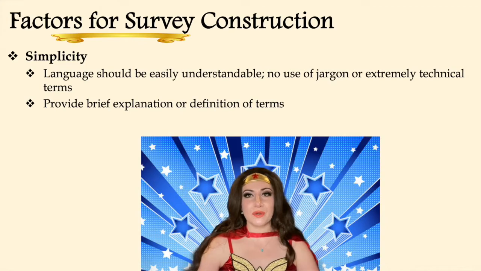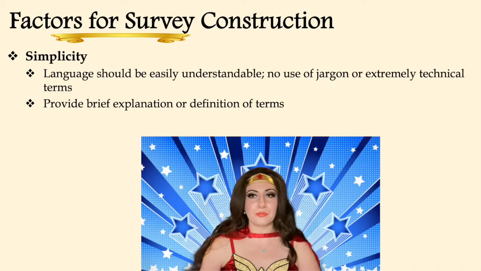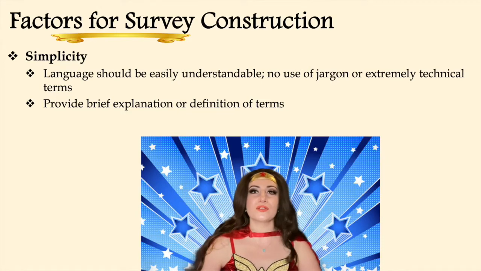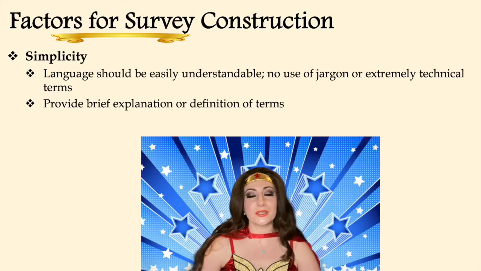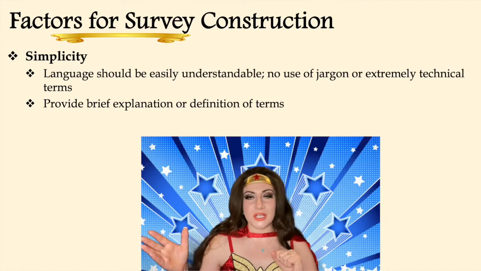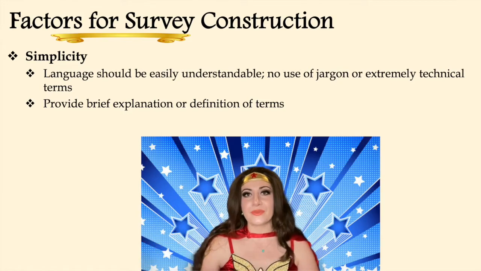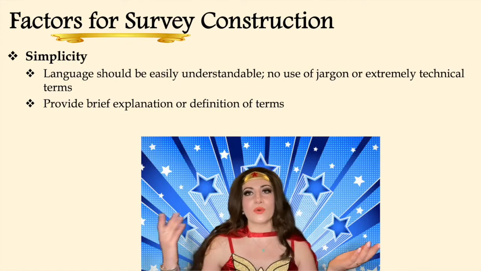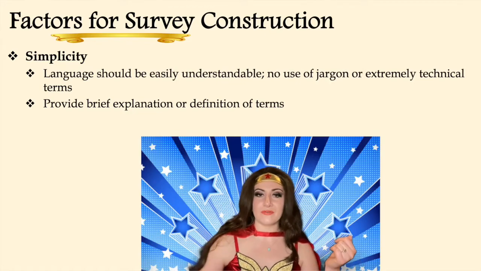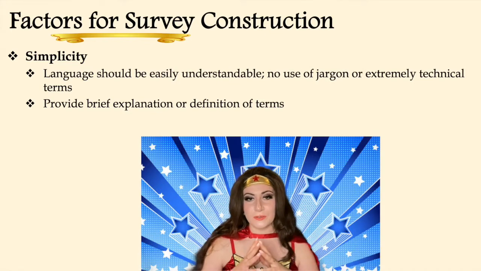So for example, if you are asking someone their opinion about a particular proposition in terms of politics, like Proposition J, before you ask them, what is your opinion on Proposition J? Do you agree or disagree with it? You should probably give a definition of what Proposition J is. So prior to asking the rating question, you could say, Proposition J is defined as blah, blah, and blah. Please indicate how you agree or disagree with this particular initiative. So that's basically what we mean by providing a brief explanation or a definition of your term.